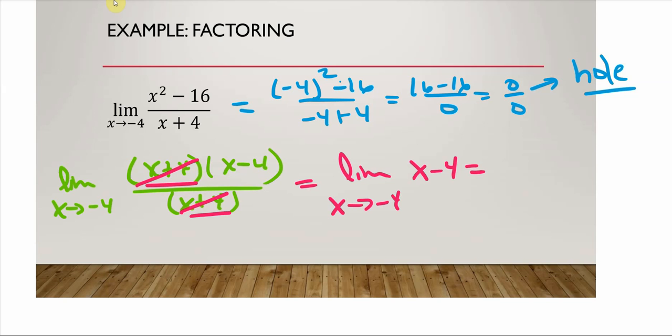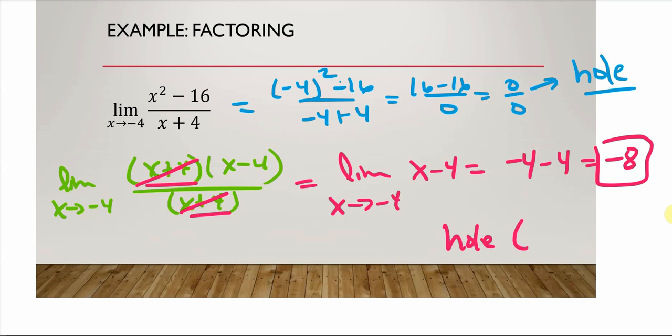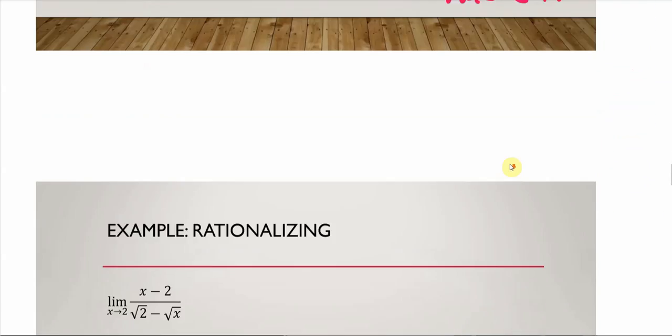And now we go back to the law of limits, which is substitute. Negative 4 minus 4, negative 8. So that means that my function has a hole at negative 4 comma negative 8. So there's a hole at negative 4, negative 8. So my function is approaching negative 8. Remember that the definition of a limit is the y-coordinate that the function is approaching.